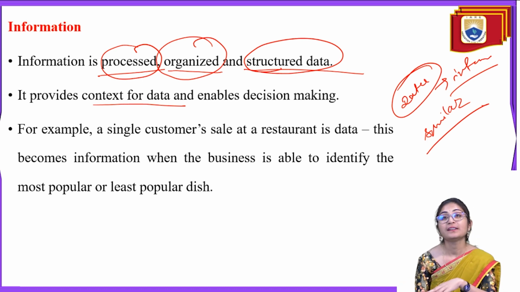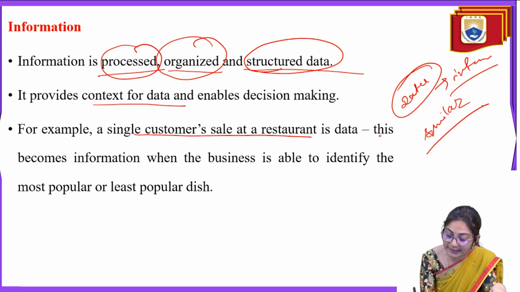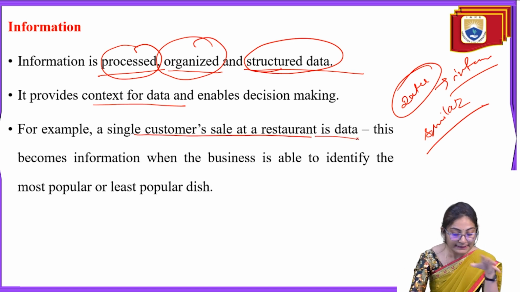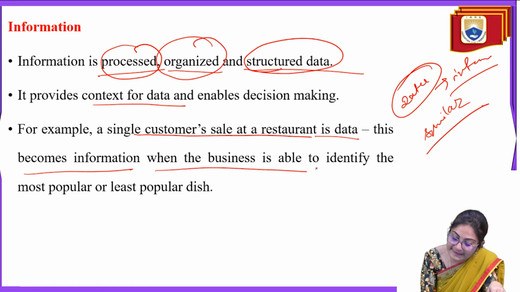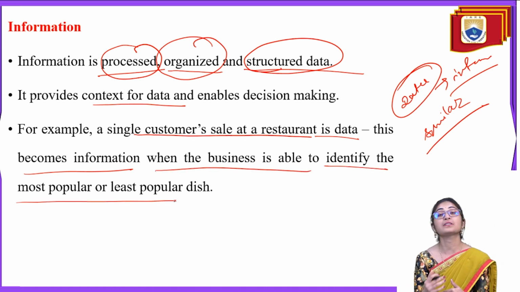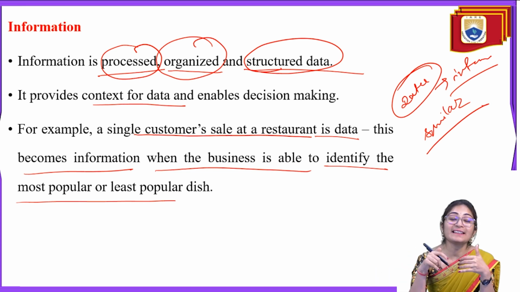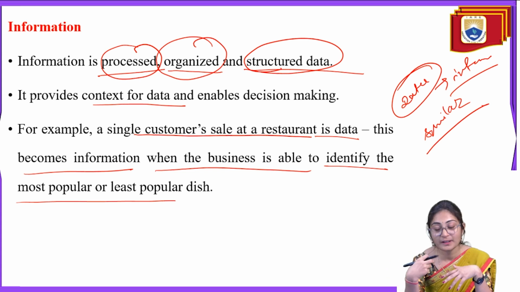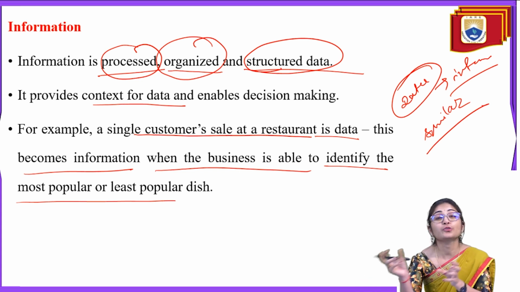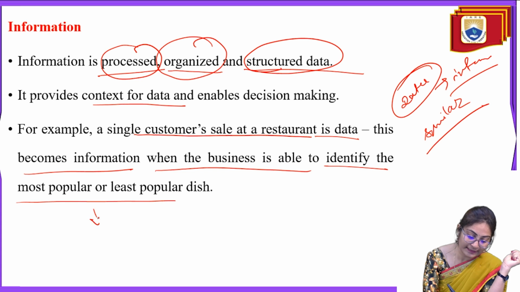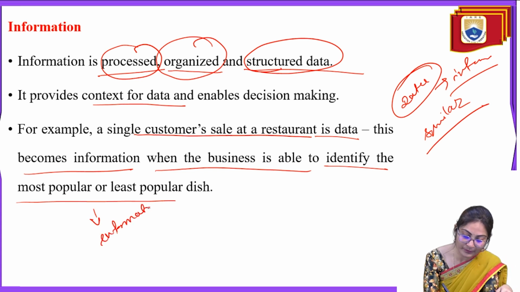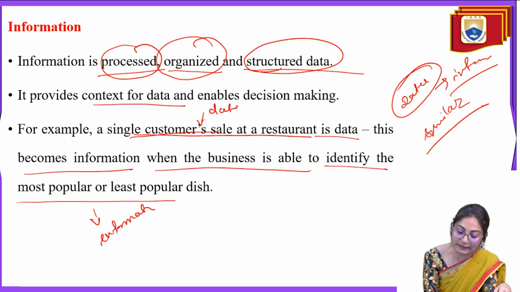For example, a single customer sale at a restaurant is data. This becomes information when the business is able to identify the most popular or least popular dish. A single customer sale will be your data. But the famous, very popular dish and the least popular dish, that will be information. This is your information, but this is your data.